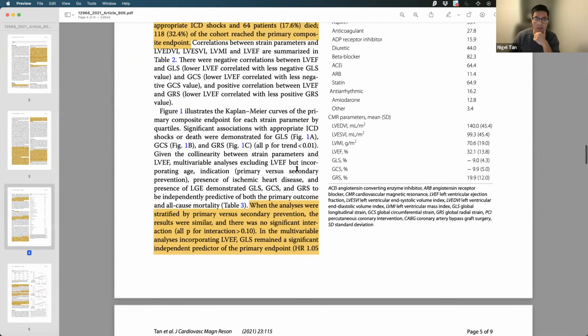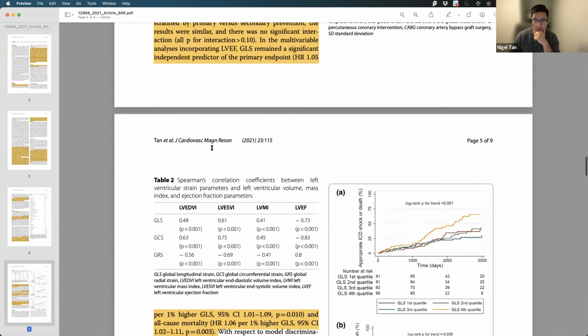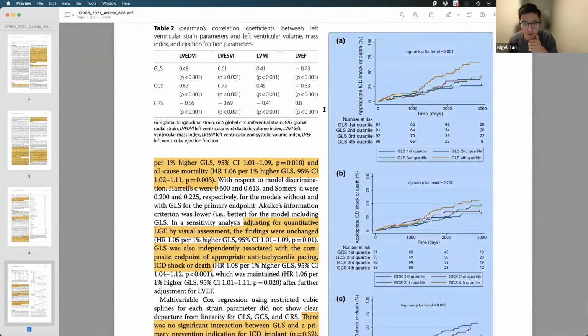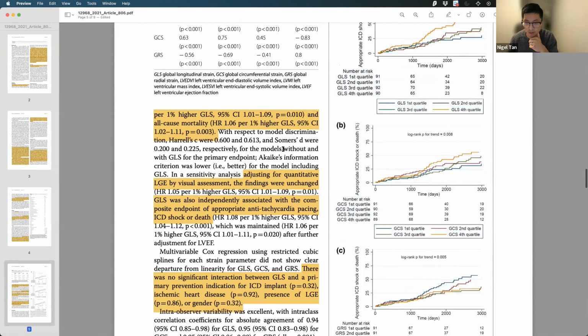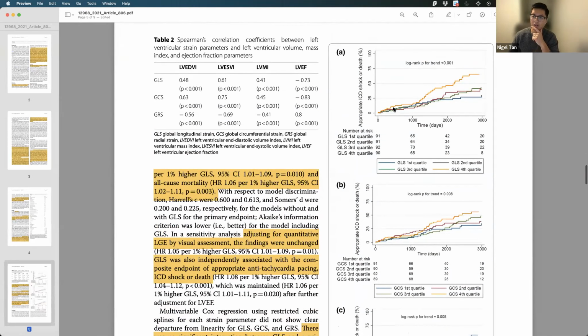And when we looked at, actually, maybe I'll go next to the Kaplan-Meier curves. So I'm going to just reduce, if you guys can see all 4 of them here, but basically these are the quartiles of our patients and their events going forward. On the y-axis is the appropriate ICD shocks or death. On the x-axis is time in days.